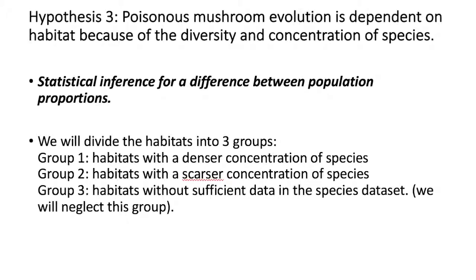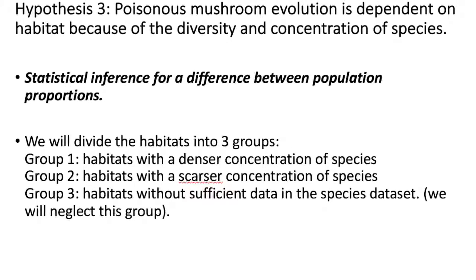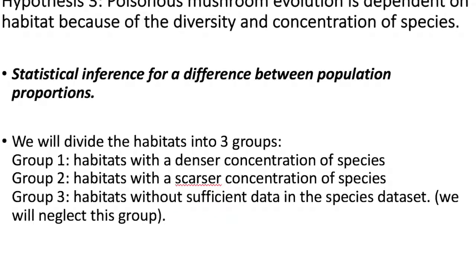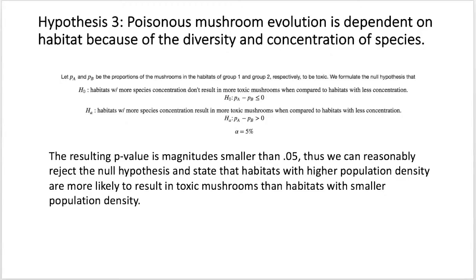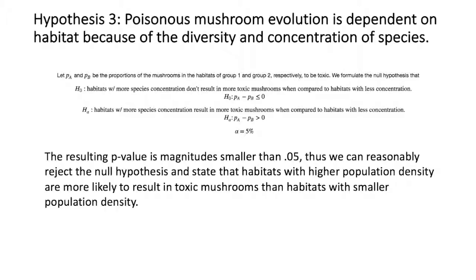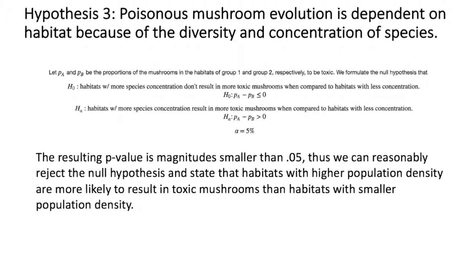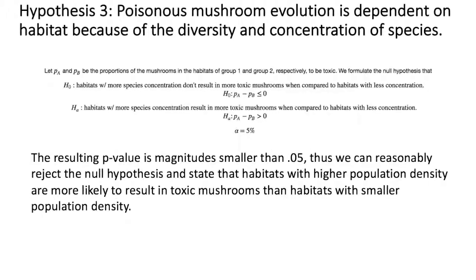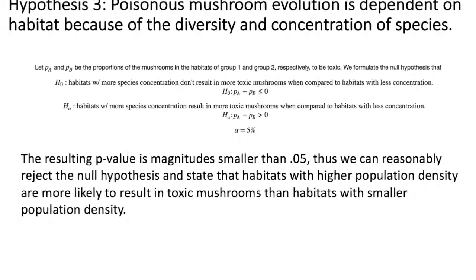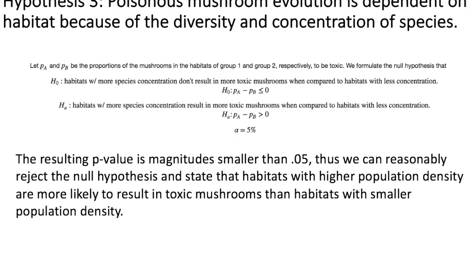So we have divided the mushroom habitats into groups. The first group is habitats with a dense concentration of species diversity, and our second group is habitats with a scarce concentration of species. We performed this two-population proportion statistical inference test using the mushroom data, the percentage of toxic mushrooms in each habitat, and we have found that yes, mushrooms in habitats with higher species diversity are more likely to be toxic. So that supports our third hypothesis.